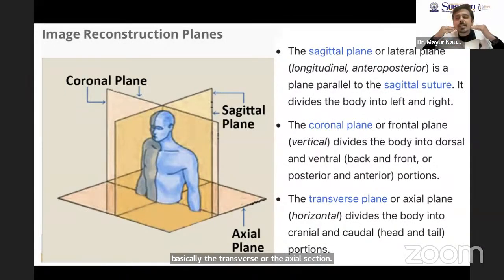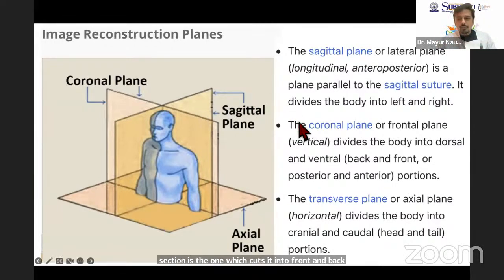So axial section is something which cuts the part into upper and lower part. Sagittal section is the part which cuts it into right and left. And finally, coronal section is the one which cuts it into front and back part. This is a basic thing.